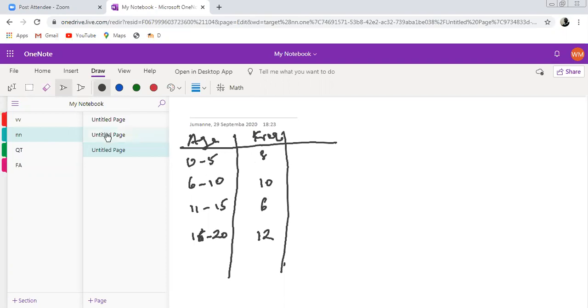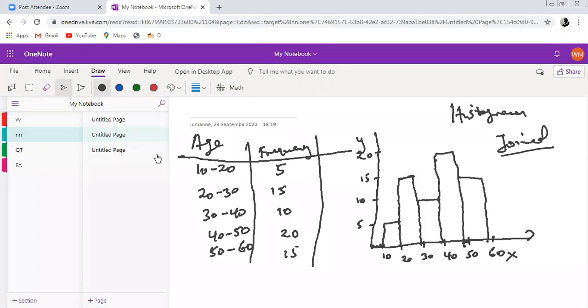If you can be able to look at what we had here, 10 to 20, 20 to 30, you can be able to realize that the upper limit of the first class becomes the lower limit of the next class. The upper limit here becomes the lower limit here, upper limit becomes the lower limit, and like that. And that's why these bars are all joined, because where this one ends, that is where the next class begins, in that order.